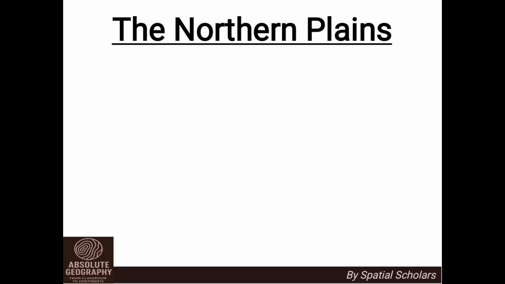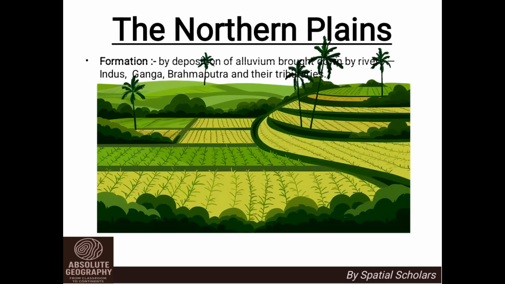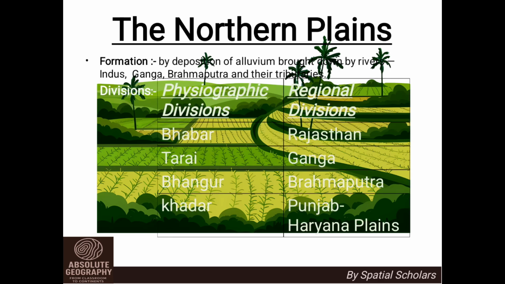The northern plains. These plains are formed by the deposition of sediments brought down by three main rivers and their tributaries, Indus, Ganga and Brahmaputra. Because of this, it is sometimes also called the Indus, Ganga, Brahmaputra plain. They are divided into various categories depending upon the physiography and the regions. But regional division is the one that is more important for ICSE and ISE classes. Hence, we are going to study the regional divisions.